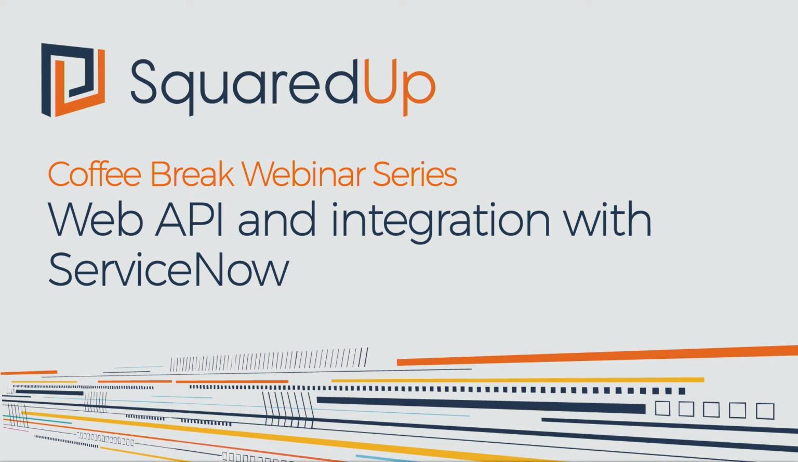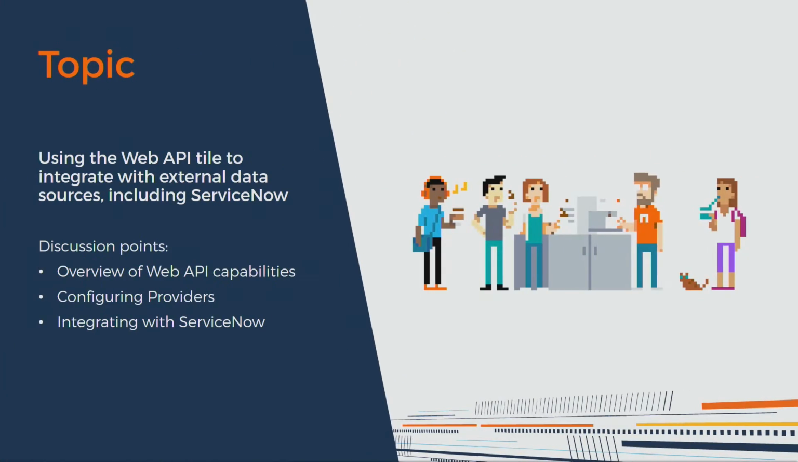So the focus today is going to be the Web API integration, using our Web API tile to integrate with external data sources. Similar to how we do with OMS and SQL, bringing data that sits outside of SCOM into SCOM and showing it in the same context. So we can now start achieving these single pane of glass ambitions that we've had for quite a while. We're going to do that specifically with ServiceNow as a worked example.